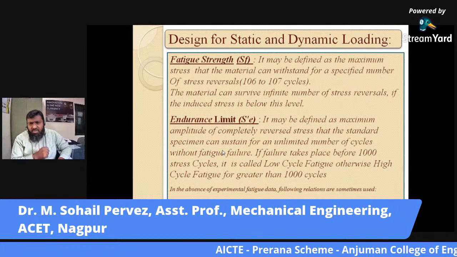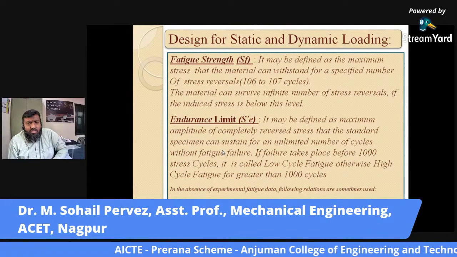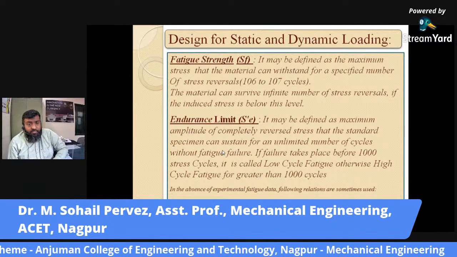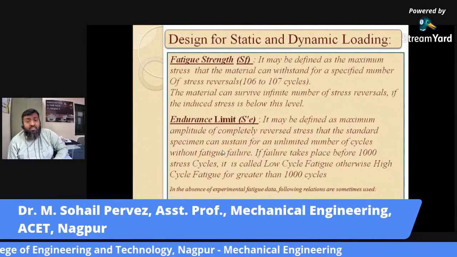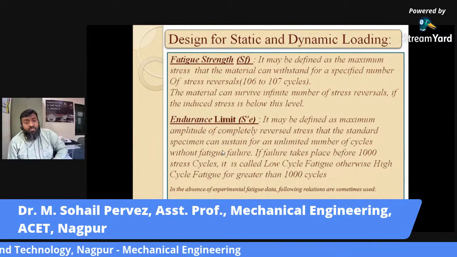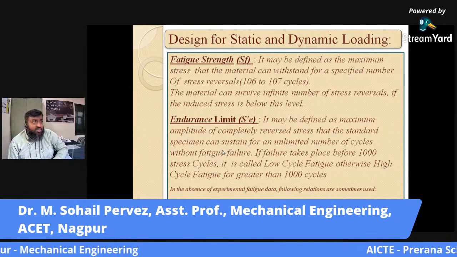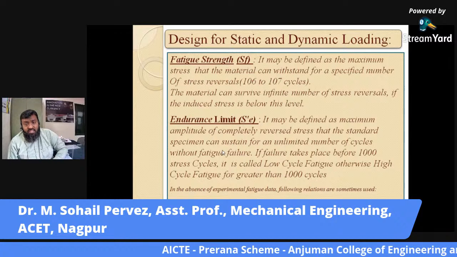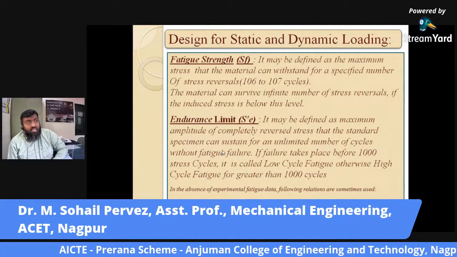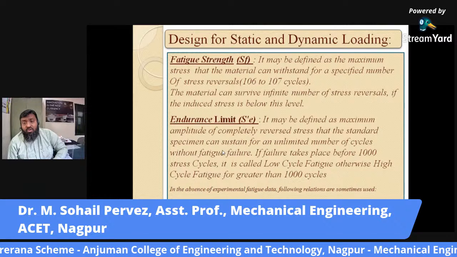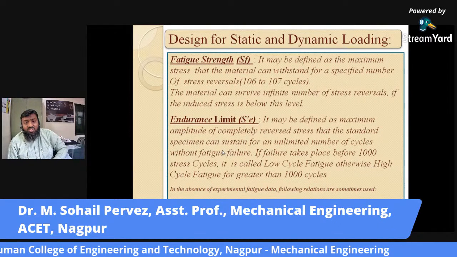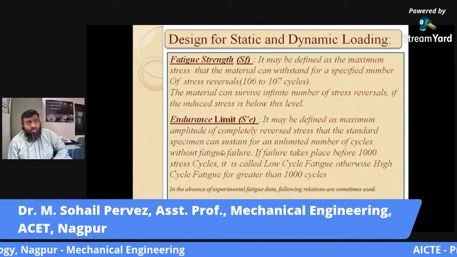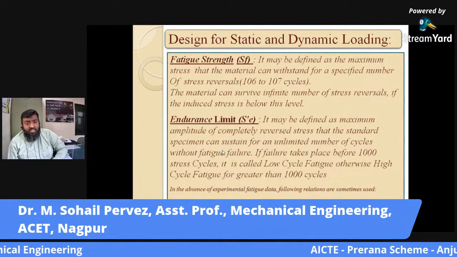It is the maximum capacity of a material to withstand an amplitude of completely reversed stress that the standard specimen can sustain. Here the word specimen is very important. It can sustain an unlimited number of cycles without fatigue failure. If failure takes place before 10 to the power 3 or 1000 stress cycles, it is called low cycle fatigue. Otherwise, if it is 10 to the power 4 and onwards, it is called high cycle fatigue.